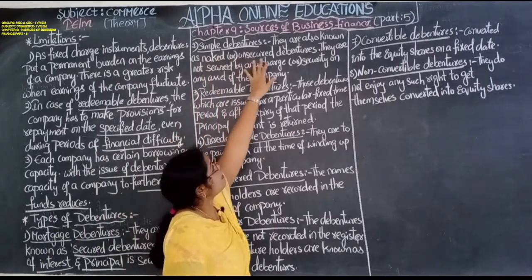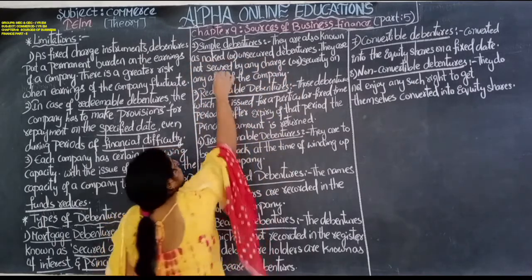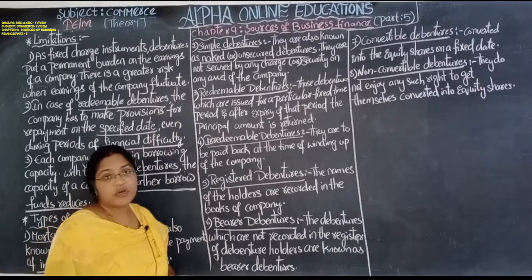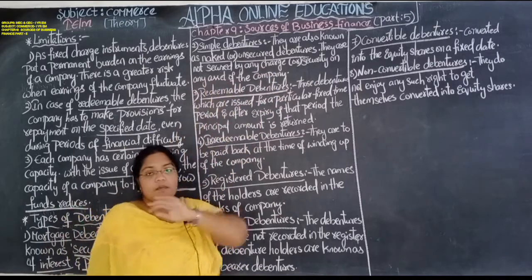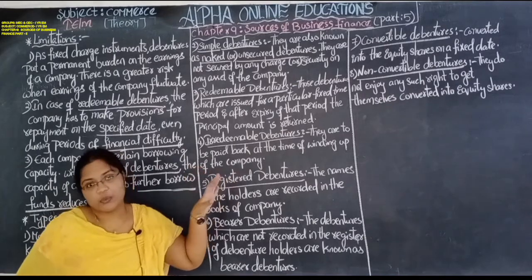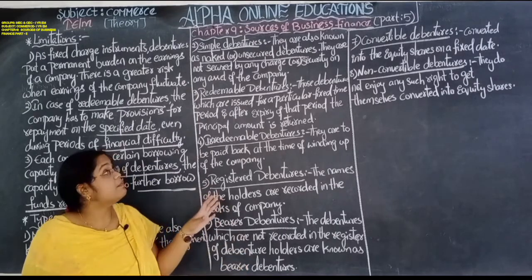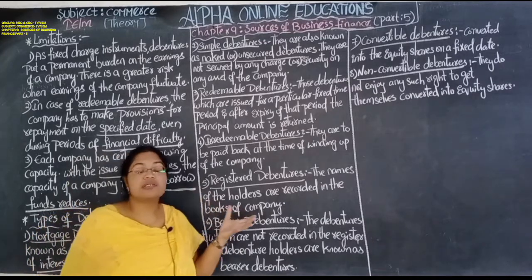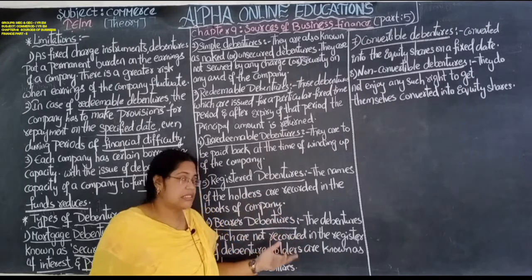Simple debentures are also known as naked or unsecured debentures. What do we call these debentures? Naked or unsecured debentures. They are not secured by any charge or security on the assets of the company, so they don't have any kind of mortgage. That's why they are unsecured debentures. They don't have any kind of security, so there is no assurance of getting the principal amount and the fixed rate of interest because they are not secured at all.